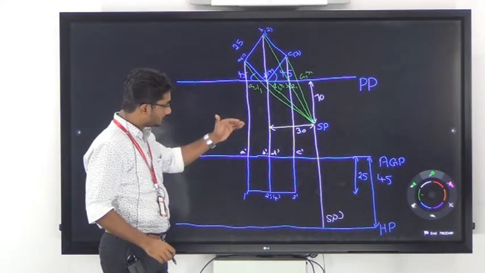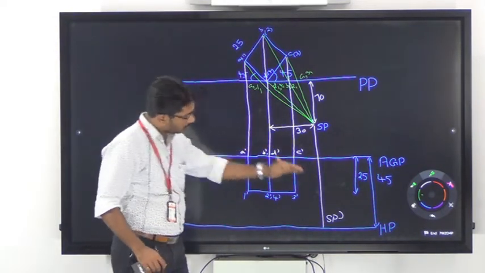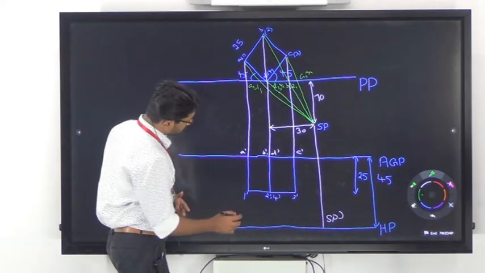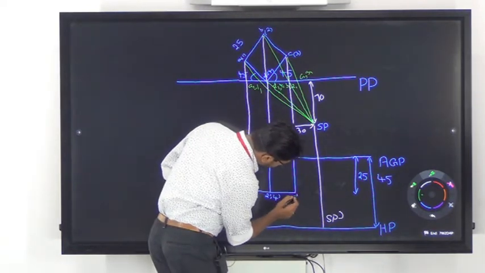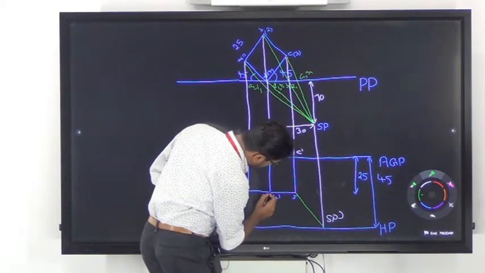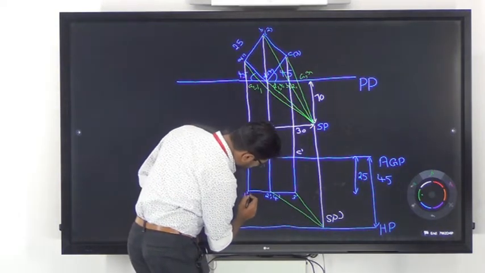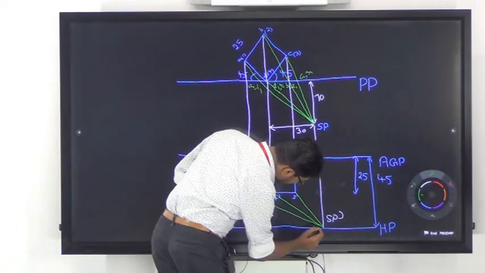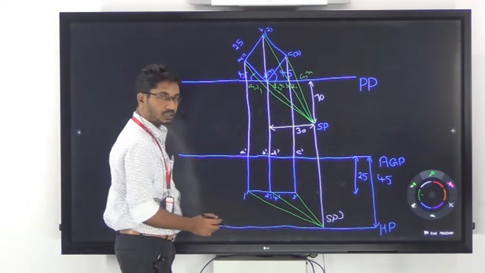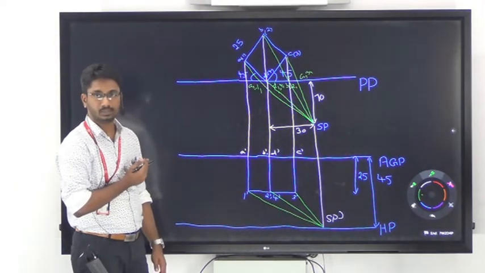Then you have to join all the points in the front view with the point SP dash. So we are joining 3 dash with SP dash, then 2 dash and 4 dash with SP dash. Similarly, you can join all other points in the front view with the point SP dash.